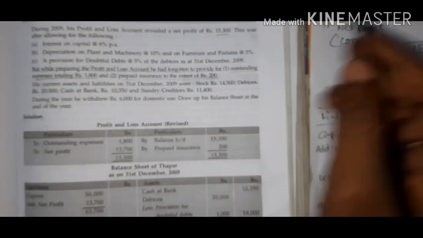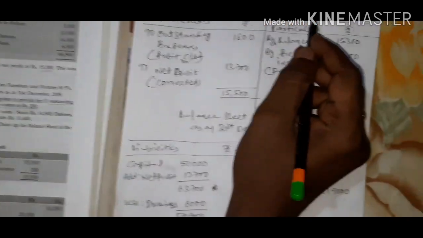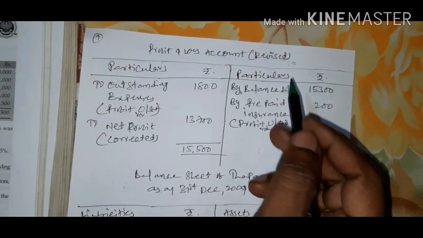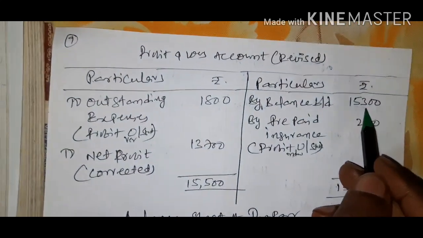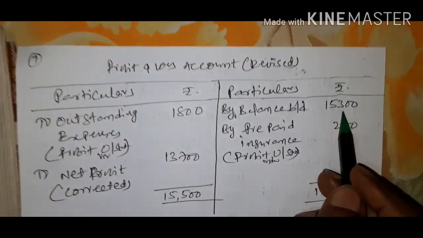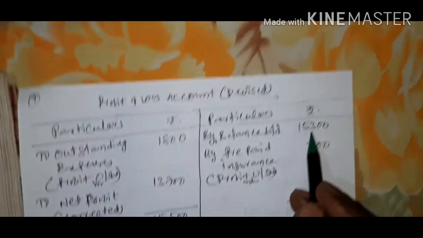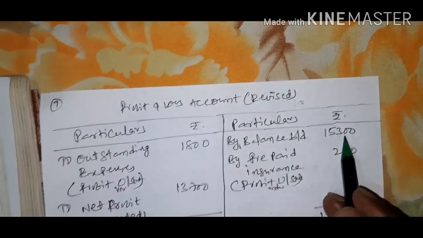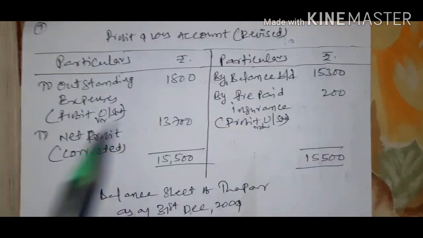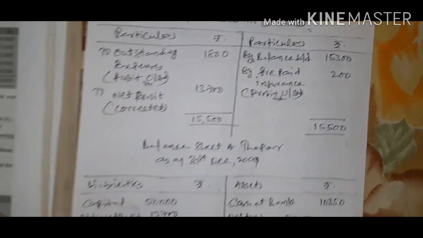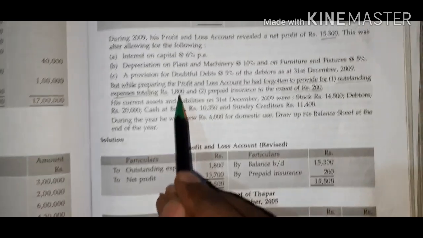Here the net profit is given. That is, P&L account revised, particulars rupees, by balance brought down 15,300. Here we are calculating the revised or corrected profits. The net profit is given, that is 15,300. Then what adjustments have not been done, friends? Number one, outstanding expenses totaling rupees 1,800.